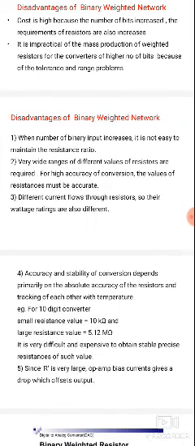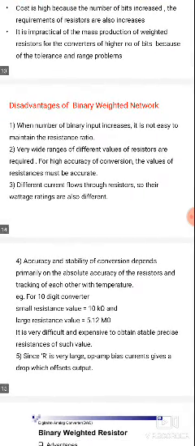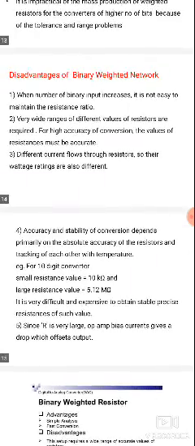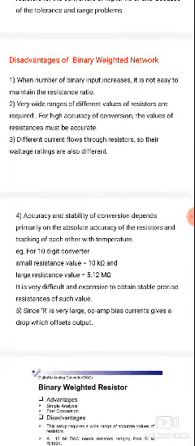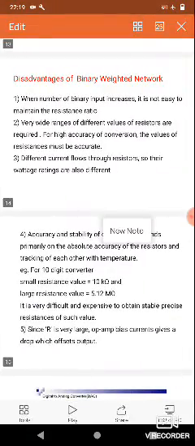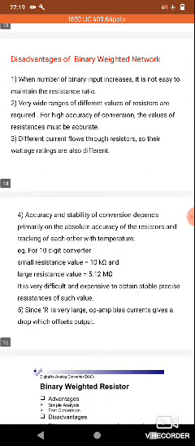Next, it is impractical to mass produce weighted resistors for converters with a higher number of bits because of balance and range problems. So if the number of bits is increased, balance and range problems will occur. Next, when binary inputs increase, it is not easy to maintain the resistance ratio. It completely depends on resistor weighting, so whenever the number of bits increases, it is not easy to maintain the resistance ratio.